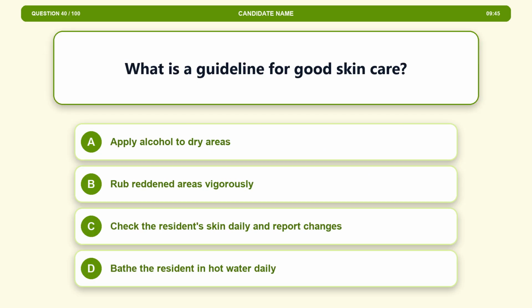Question 40. What is a guideline for good skin care? Option A. Apply alcohol to dry areas. Option B. Rub reddened areas vigorously. Option C. Check the resident's skin daily and report changes. Option D. Bathe the resident in hot water daily.